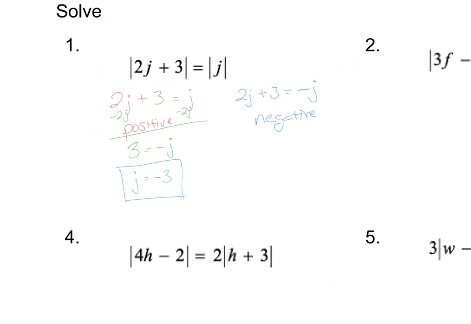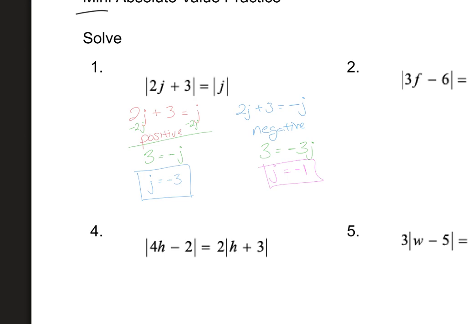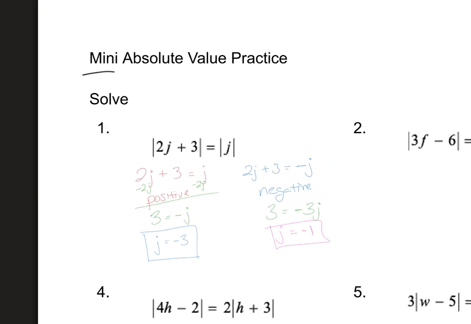All right, let's try the other one. Same thing, I'm going to subtract 2j and I get 3 equals negative 3j. Divide both sides by negative 3 and I get j equals negative 1. Okay, let's plug those back in, see if they actually work, because this is a little funky to us, right? To have an absolute value on both sides. So I'm going to be doing that up here.